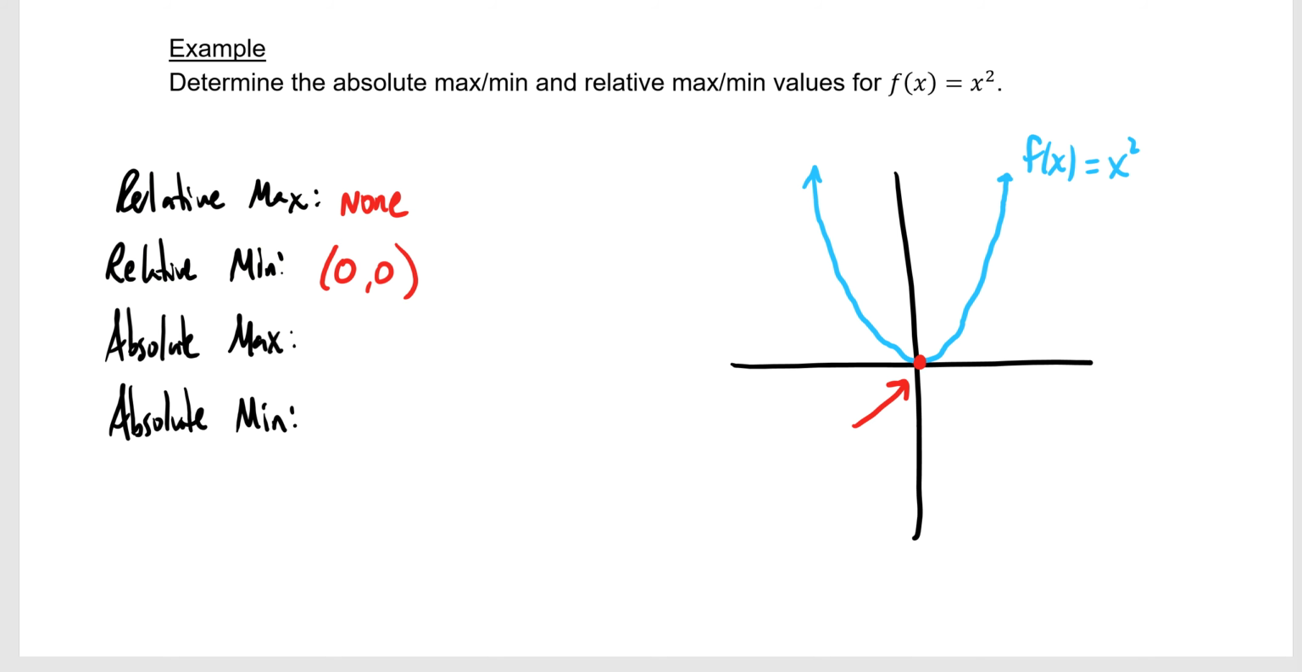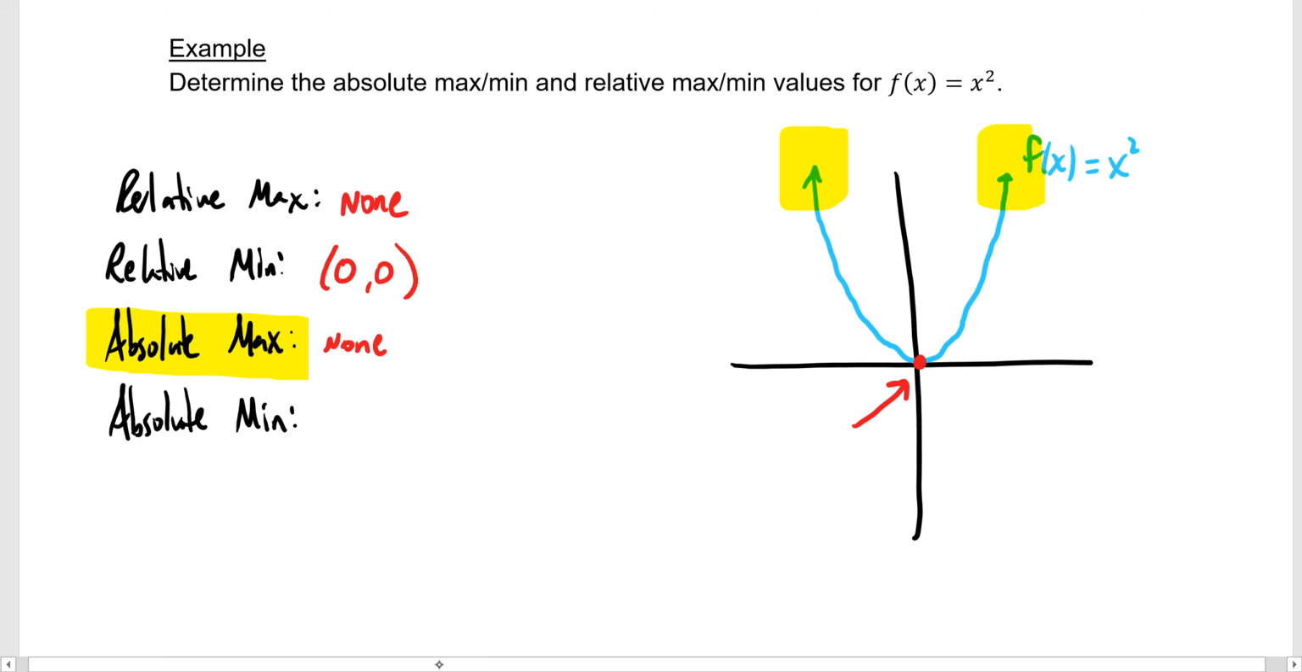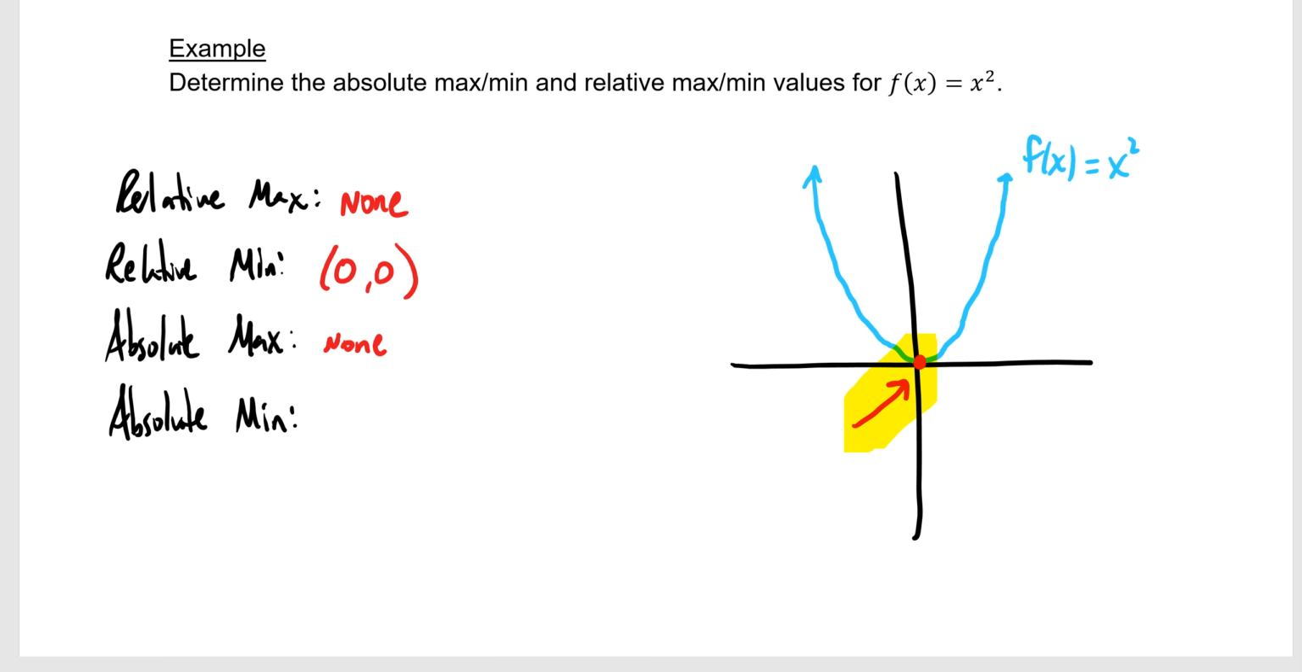All right, next onto the absolute extreme. So we have the absolute max. There is no absolute max because the arrows are going to infinity. So there is no absolute maximum. And for the absolute minimum, the smallest y value on the graph, once again, is going to be the same as the relative minimum. That's at the point 0, 0, right at the origin. So that's an example of probably an easier case.